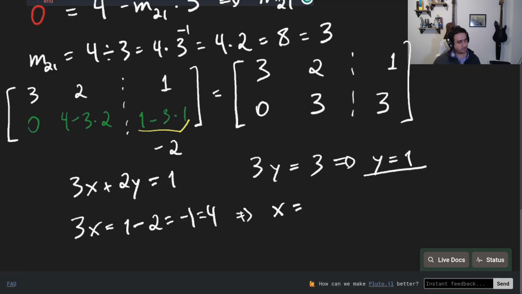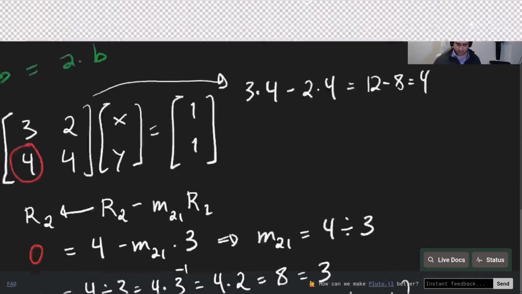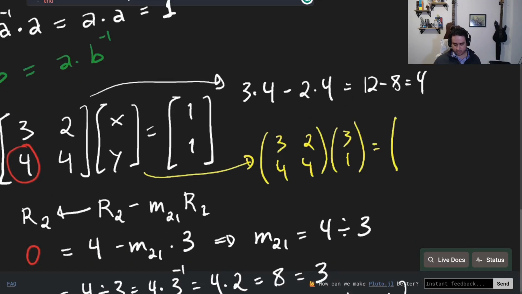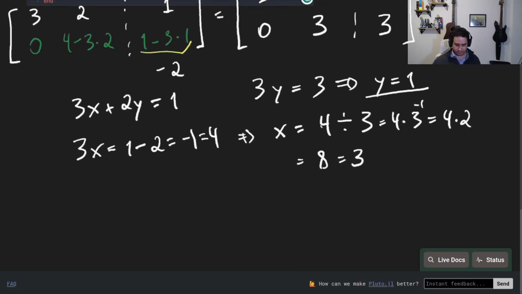So x is 4 divided by 3. 4 times 3 inverse. 3 inverse is 2. 4 times 2, this is 8, which is actually 3. So 3 and 1, does it make sense? This is 3 times 3, 9, plus 2, 11. 4 times 3, 12, plus 4, 16, which are actually 1, 1 when in mod 5. So it's correct now, but I did quite a few mistakes and had to backtrack a lot. So don't trust my math. Usually don't trust my math. Okay, that's it. That's how it works.